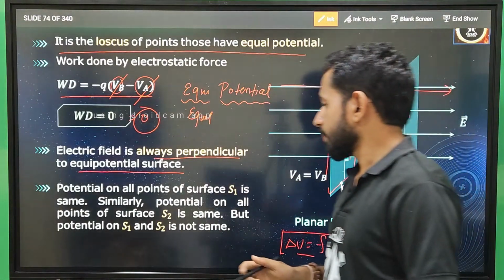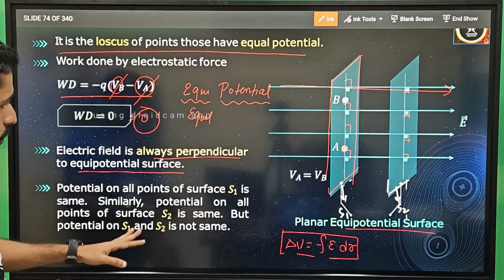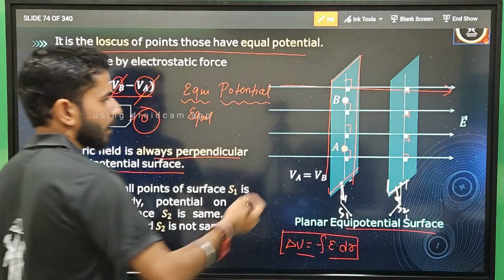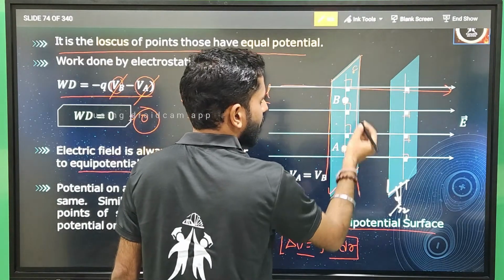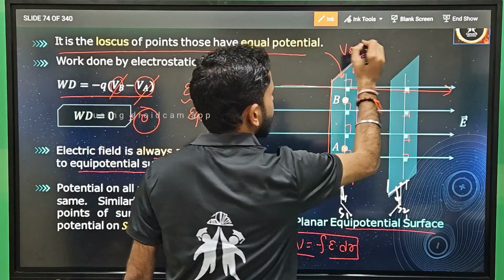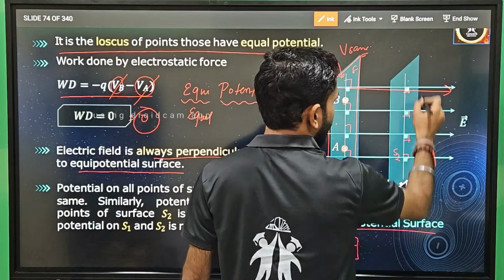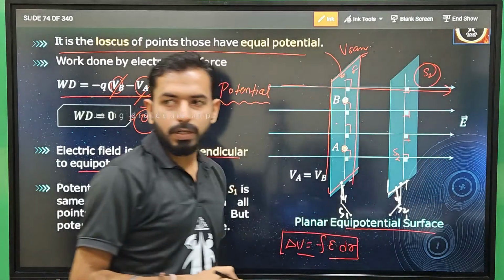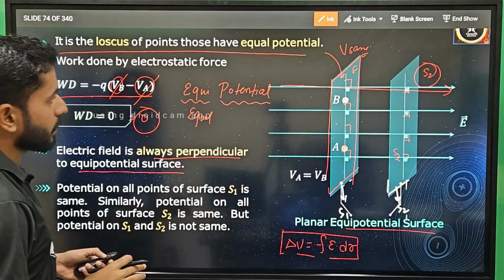Next point: potential at all points on the surface S1 and S2 will be same. What the second point is saying is the same thing that we have already discussed: the potential at all the points on the surface, it doesn't matter only A and B. Take some point C, take some point D. At all the places potential will be same. Let's suppose at some point potential is S2. That means at all the points that are present on this equipotential surface, potential will be S2 only. So these are some basic properties of equipotential surfaces.